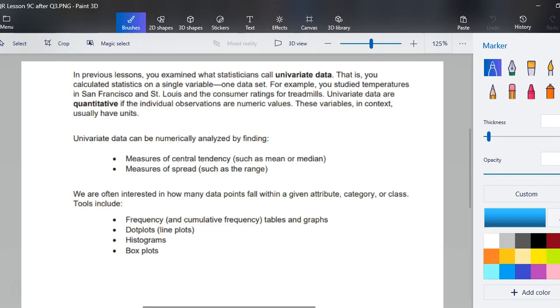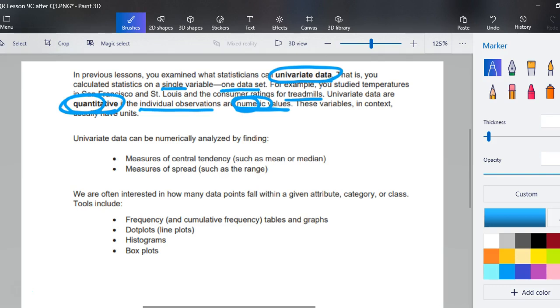In previous lessons, you examined what statisticians call univariate data. That is, you calculated statistics on a single variable, one data set. Like we've been studying temperatures in San Francisco and St. Louis and the consumer ratings for treadmills. Univariate are quantitative if the individual observations are numbers. A quantity, numbers.